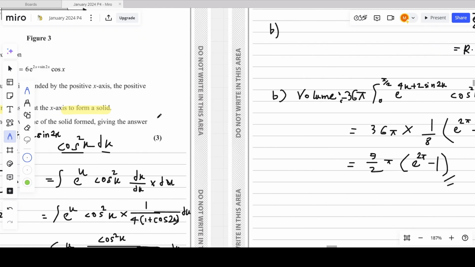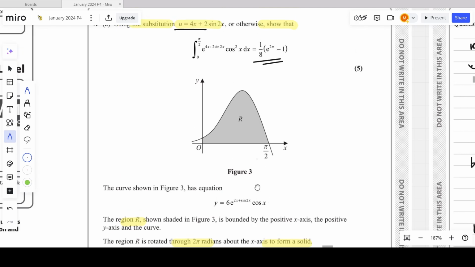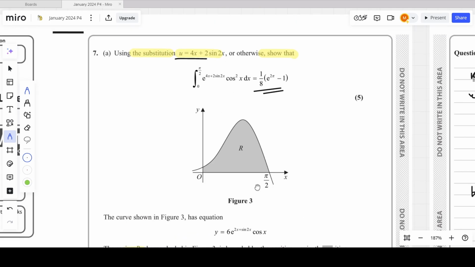And that's the end of question number 7 from P4 January 2024.